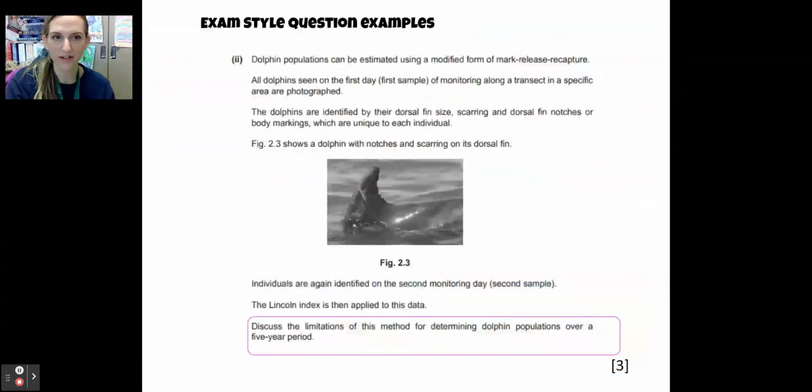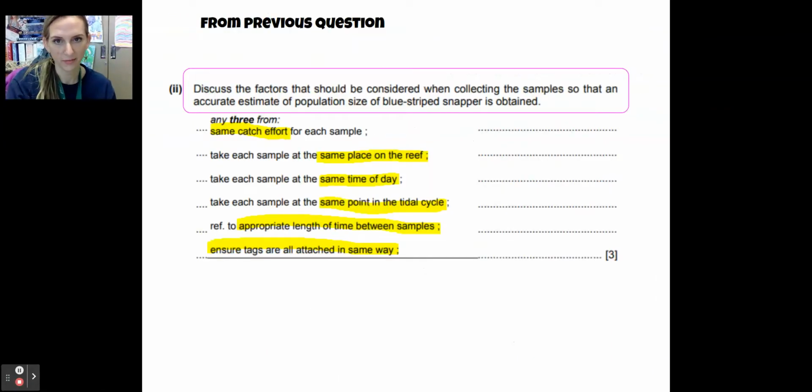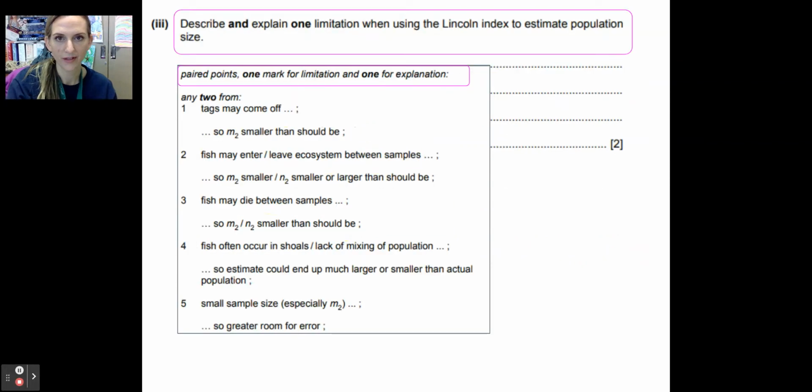Okay, a little practice. Some examples. Limits. Well, not even limits, but sorry, things that you would need to keep standardized. Here's some limits.